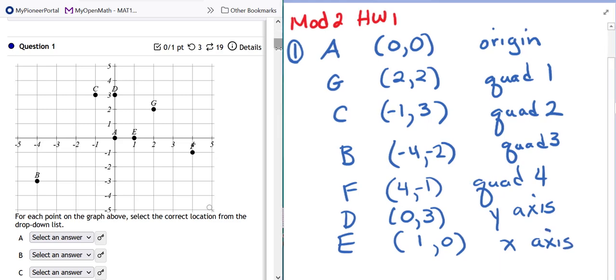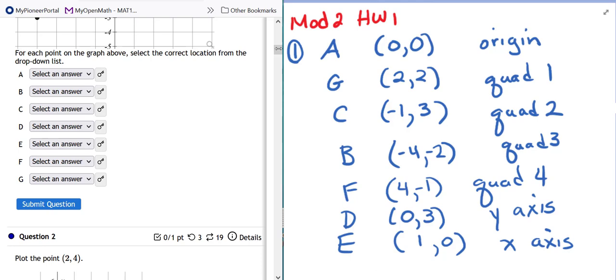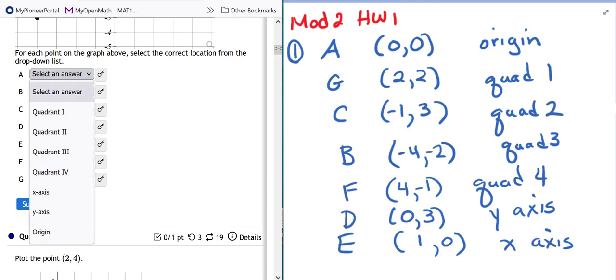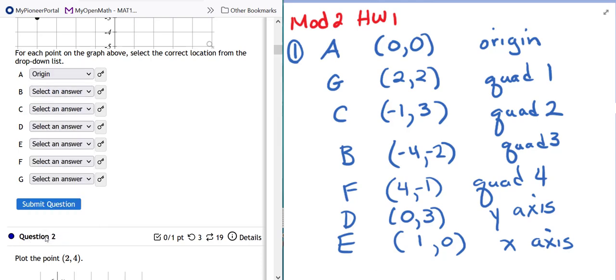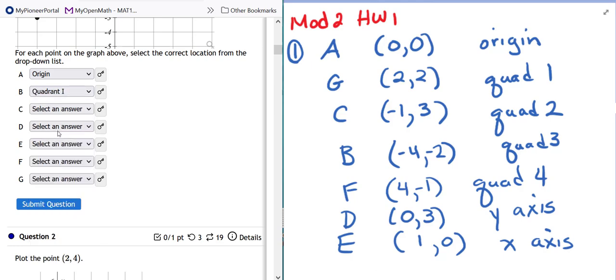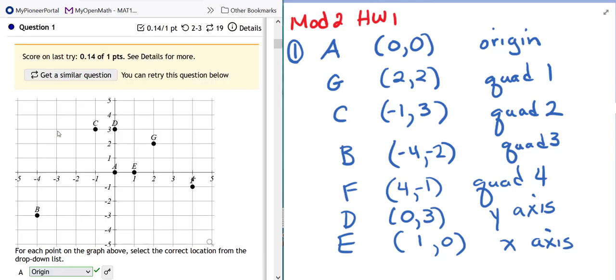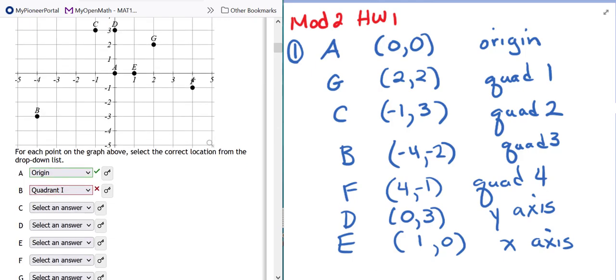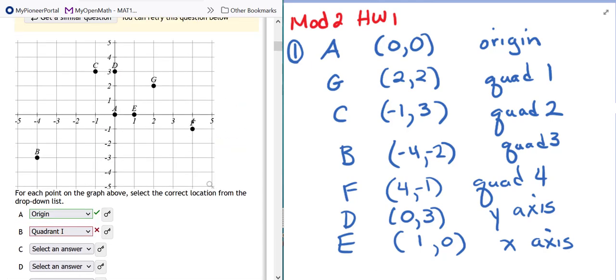All right, and it has you just select an answer. So point A we said was the origin. I thought it might make me do more for that. For B, it's just going to have me give the quadrant. All right, I'm going to just submit this rather than putting all those in. And it's going to mark me wrong, except I'll have a little bit right. All right, so I have 0.14 right. That means I got the first 2 right. Oh, I missed one of those.